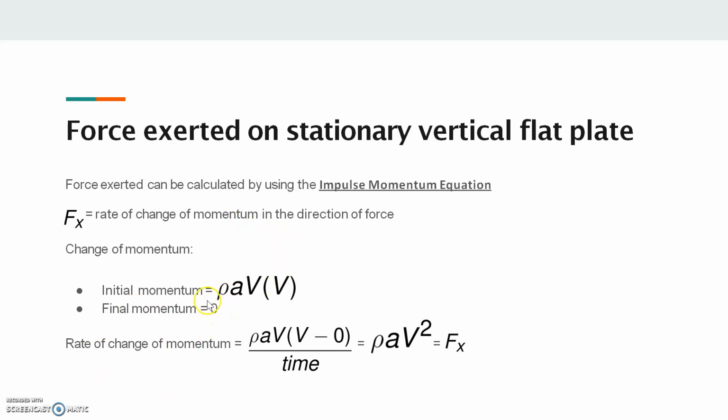So, the initial momentum when the jet strikes the plate will be density into area into velocity, which gives you the mass, into the initial velocity v. The final momentum will become 0, since the final velocity is 0. So the rate of change of momentum will be the change in momentum divided by the time. You should note that whenever you're talking about rate of change, you have to divide by time. So that is nothing but rho a v squared, and that is the force exerted by the jet on the plate in the x direction.